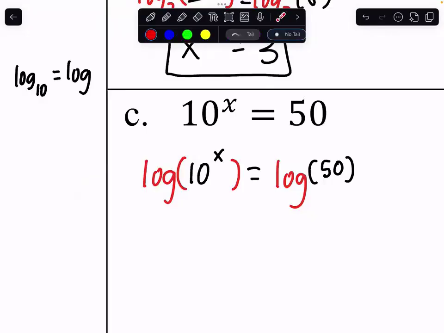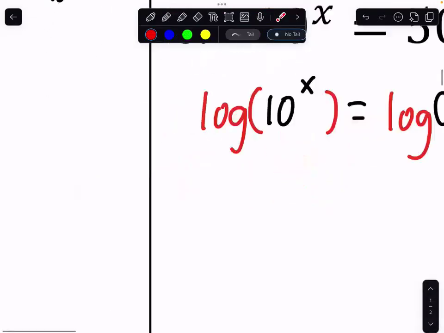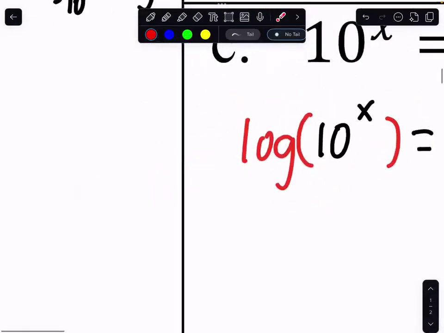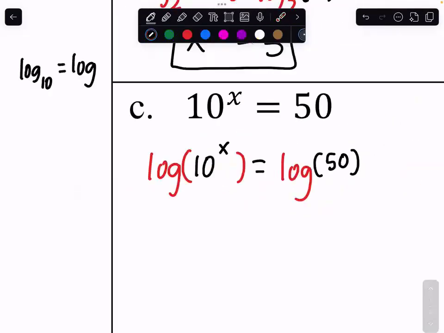Okay, so again, you treat the two sides separately. So ignore the right side for a moment. Just looking at here, log of 10 to the power of x. Again, log really means log base 10. So the base and the other base match up, so these cancel out, leaving just the x behind.